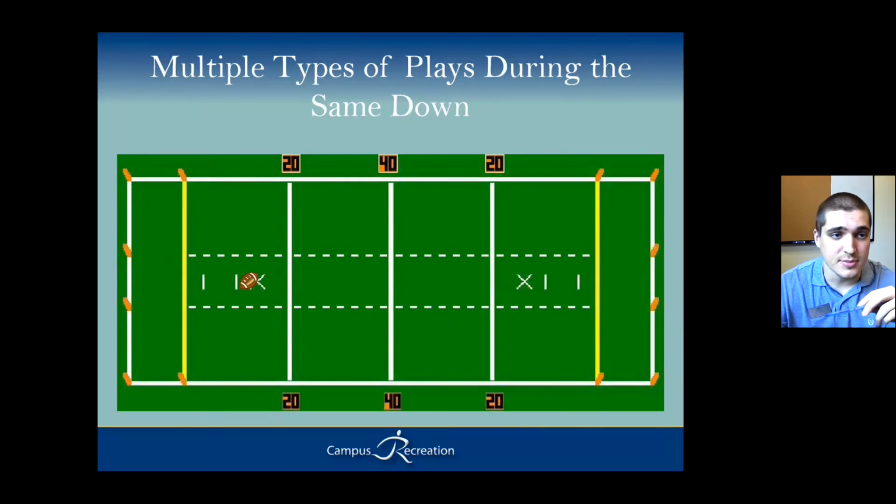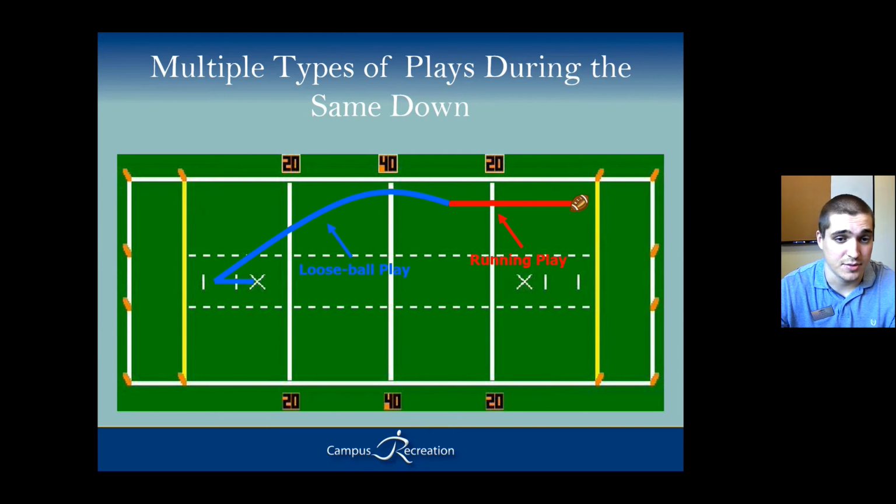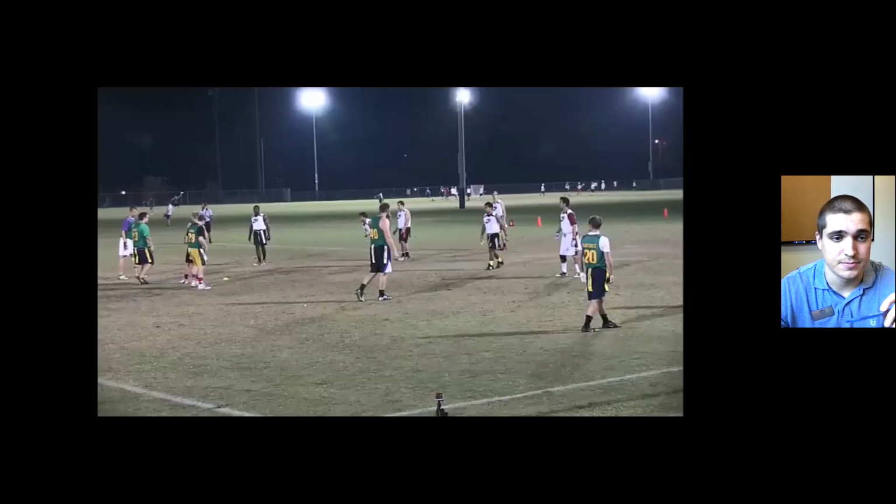Now, a play can have both loose ball and running play on the same down. So we'll see this. The quarterback takes a snap, passes the ball, and somebody catches it at, it looks like, the 30-ish yard line. So everything leading up to the catch will be loose ball, and then the guy runs for a touchdown. So everything from the catch on is a running play, and we'll see an example of that as well.